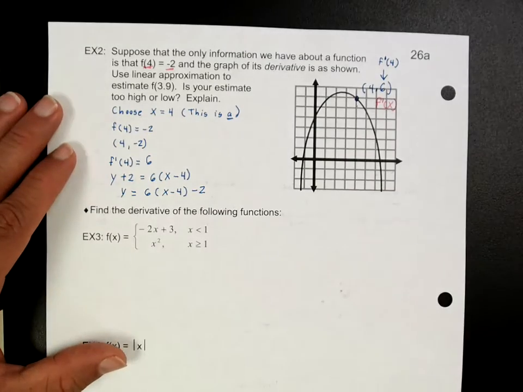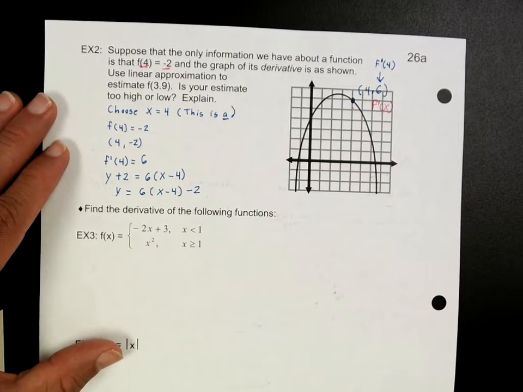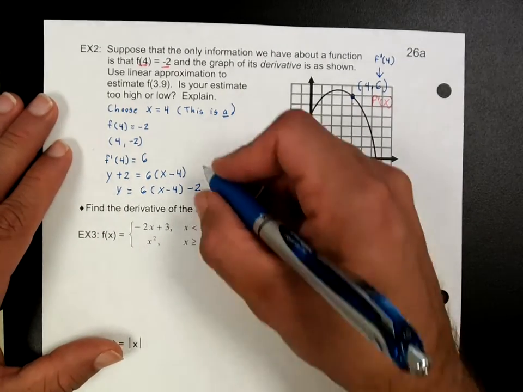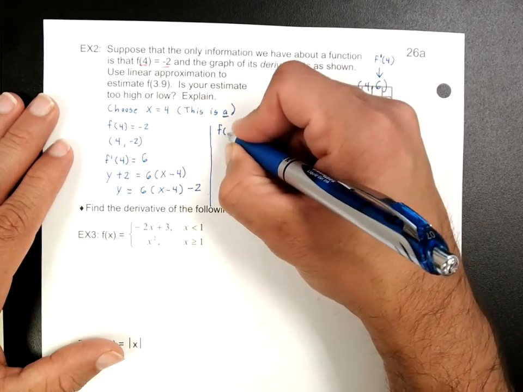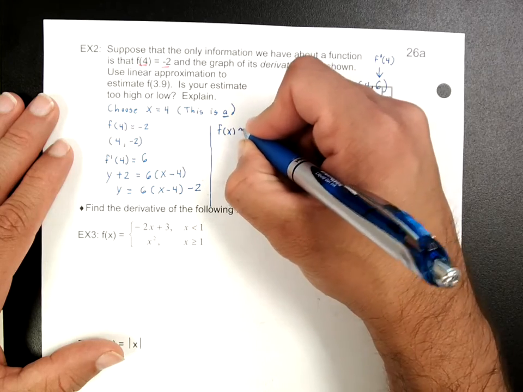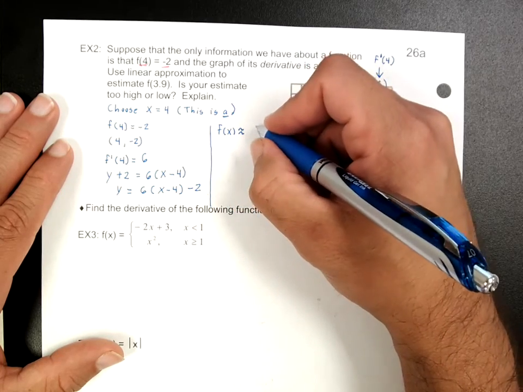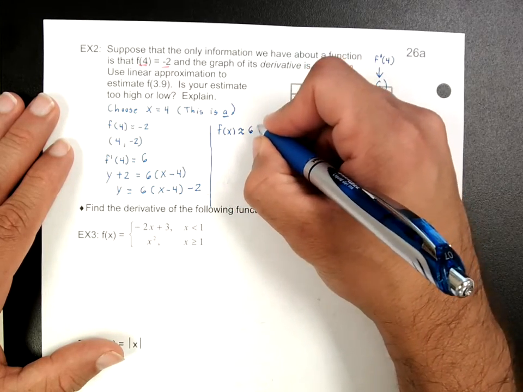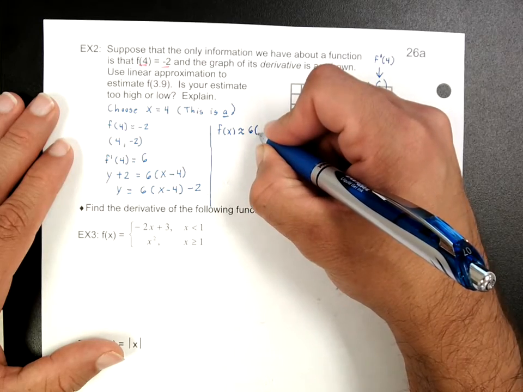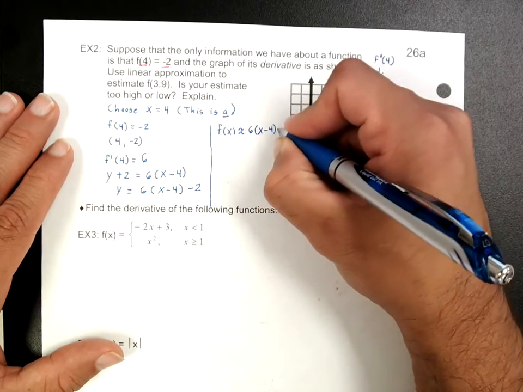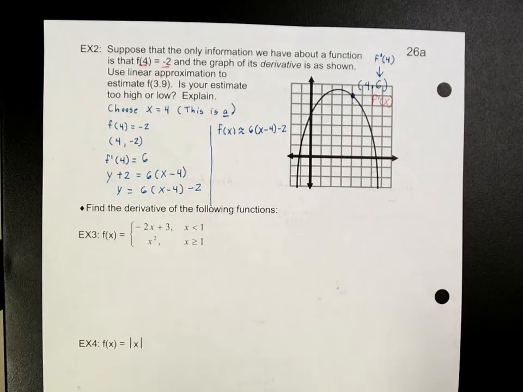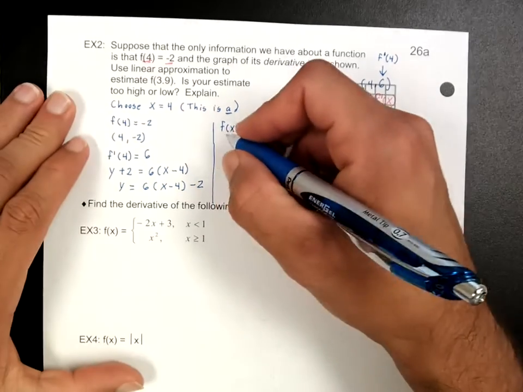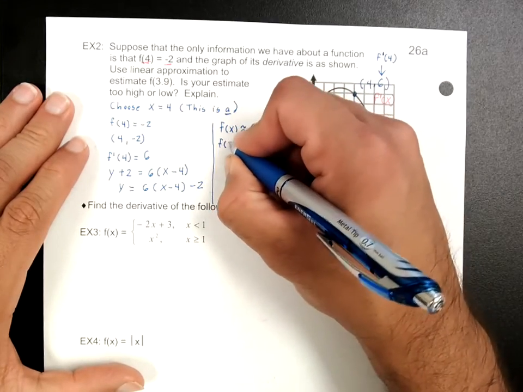Okay? Now, what we're saying, yet again, is that f of x, whatever that function may be, is approximately 6x minus 4 minus 2. So at that point, when it's really close at least, that tangent line is approximately that value when I'm close to 3.9. All right, so now I'm going to plug in that 3.9.